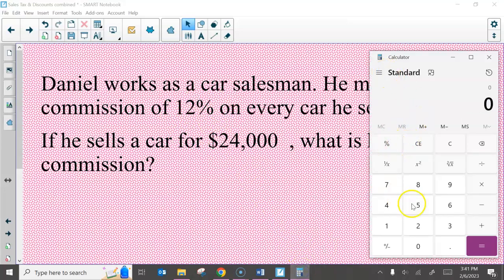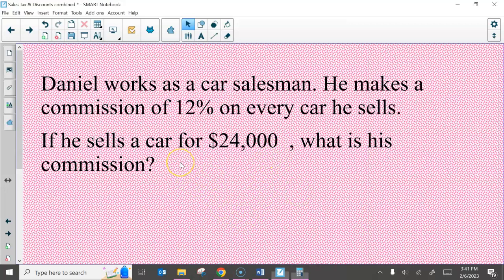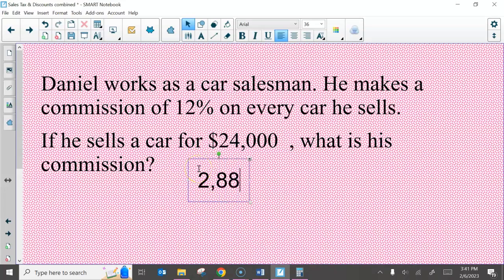Okay, so we're going to take our $24,000, which was what the car was worth, and we're going to multiply it by 12%. So when Daniel sells a car, he makes $2,880. Okay, now this one's a little different. We don't need to add this to this because we're not making the car. This is how much Daniel is making. So when Daniel sells a $24,000 car, he receives this much in commission.